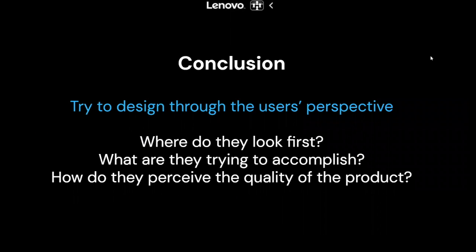Okay, so all this to say, try to design through the user's perspective. Where are they looking first? What are they trying to accomplish? How do they perceive the quality of the product? And by keeping all of this in mind, you can design something that's intuitive and easy to use, and a delight for users.